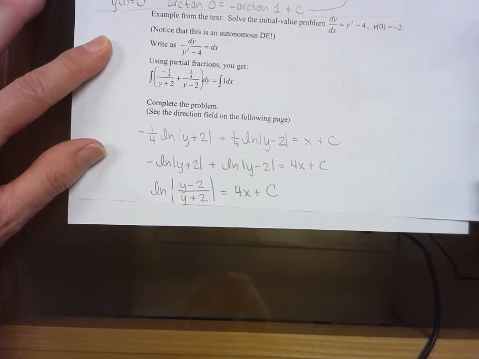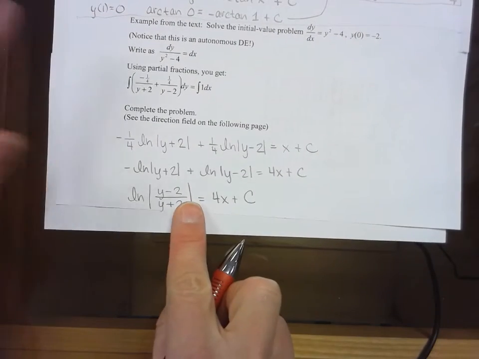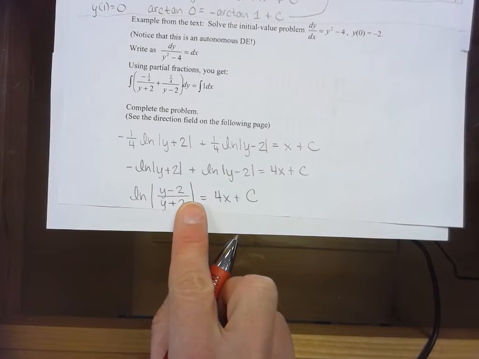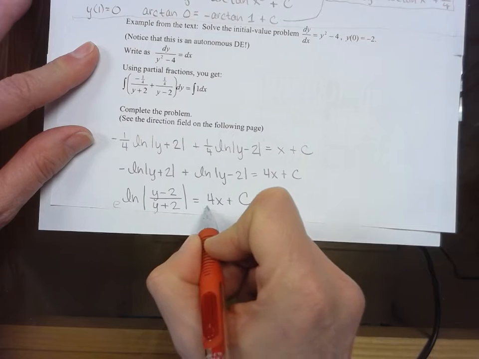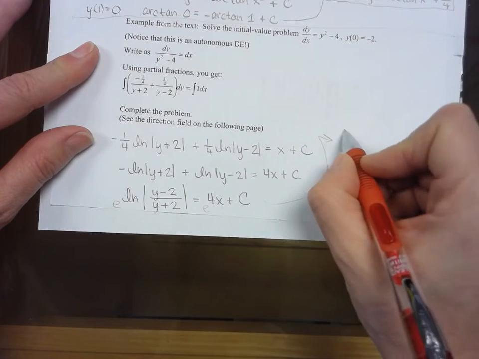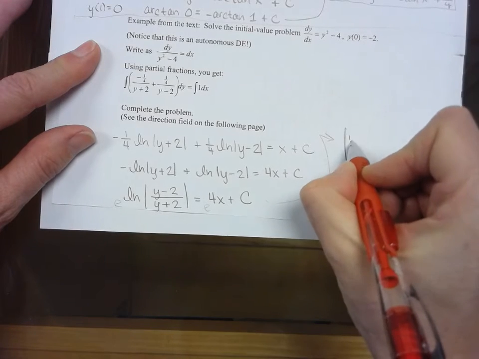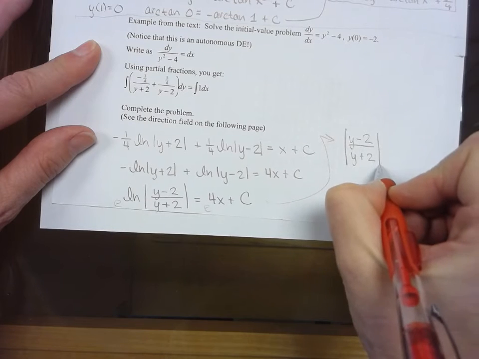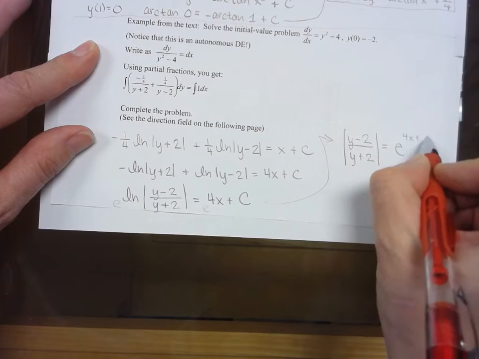And then we could exponentiate both sides to get rid of the natural log. This technically right here is an implicit solution, which is okay. I'm just going to work through to the explicit solution in this example. So I'm going to do e to both sides. And so e and ln are inverses of one another. So I just get y minus 2 over y plus 2 equals e to the 4x plus c.